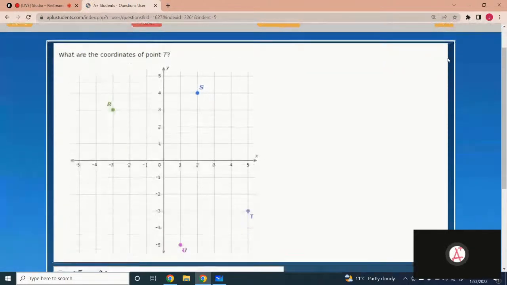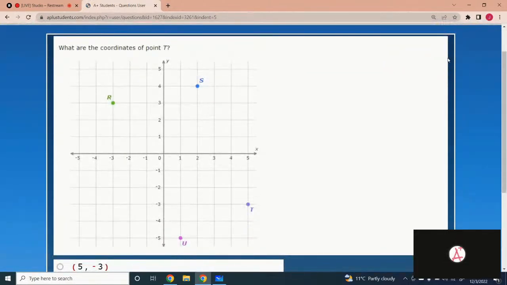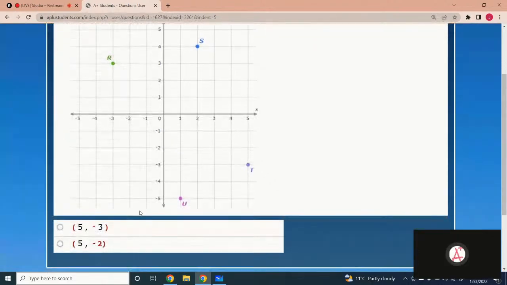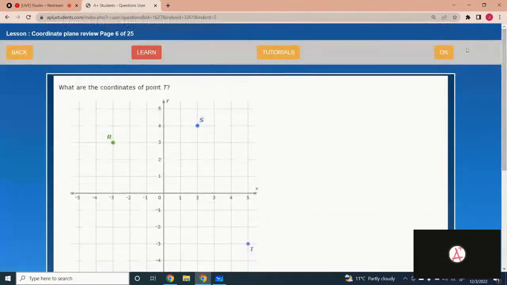Okay, what are the coordinates of point T? So here is the point T. Just match the point T to the x-axis and the y-axis. So when you match the T to the x-axis, it would be 5. And when you match the T to the y-axis, it would be -3. So it would be 5 and -3. Got it? Just select the correct option. The first option is the correct one. And then click on the OK button.